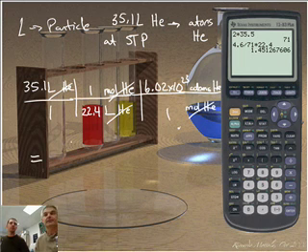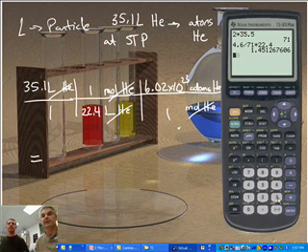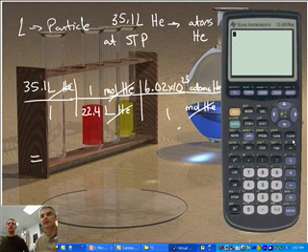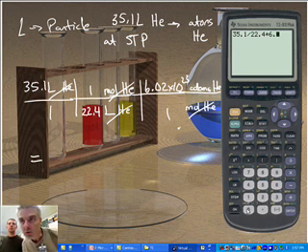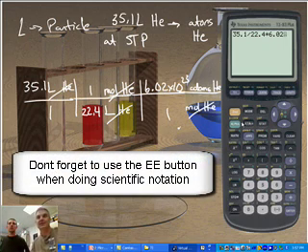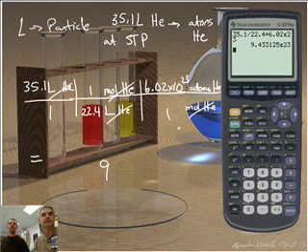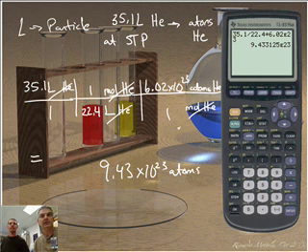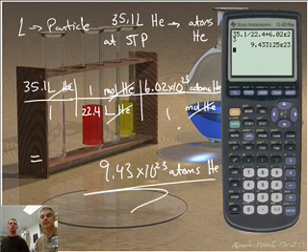So now we do the math. That's simple. 35.1 divided by 22.4 times 6.02, second function E, 23, enter. So I get 9.43 times 10 to the 23rd atoms of helium. All right, that's not too bad.